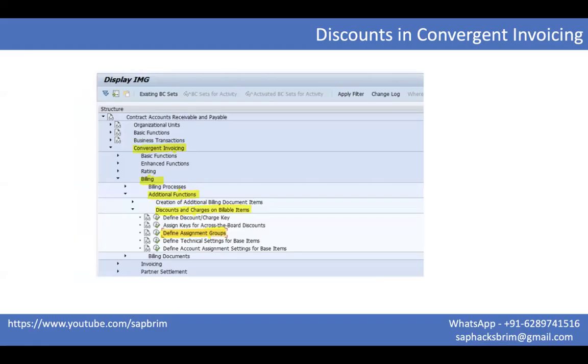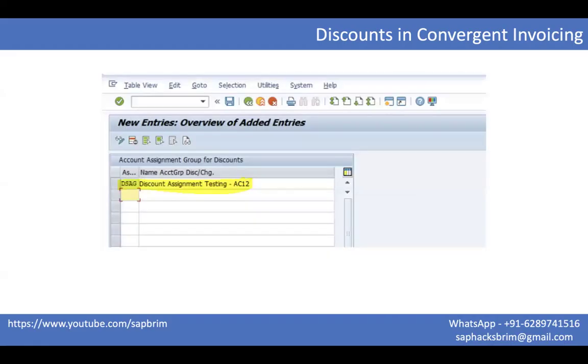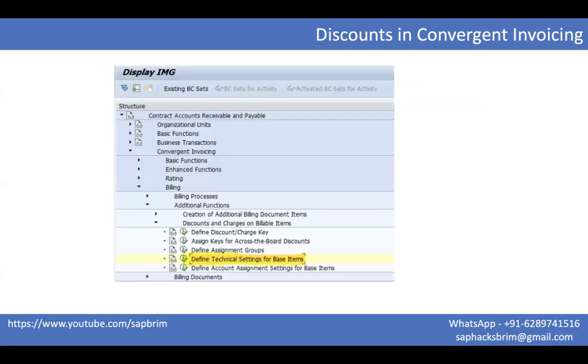Once this is maintained, follow this node: go to convergent invoicing, then billing, then discount, additional function, and then discount and charges and billable item. The first configuration we need to perform here is to define assignment group. It can be a 4 digit alphanumerical or numerical number. I have maintained a discount assignment group as DSAG, with a free text description, discount assignment testing SC12. You can put anything.